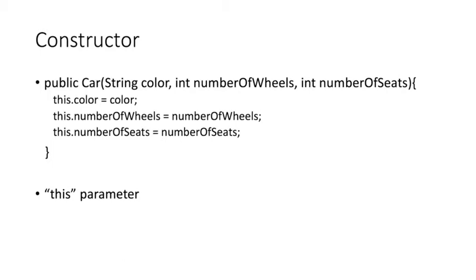The keyword this is used to differentiate fields and parameters when they have the same name. The names after this keyword are fields, and the names with no this represent parameters.